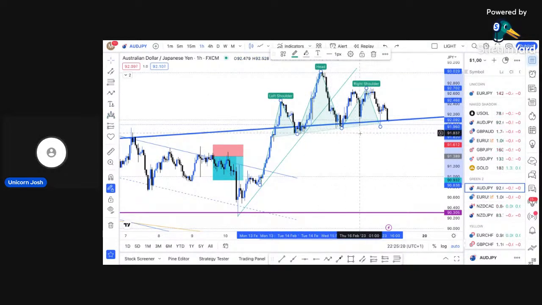So this is my head and shoulders pattern. And what was my entry? My entry, of course, would be this.